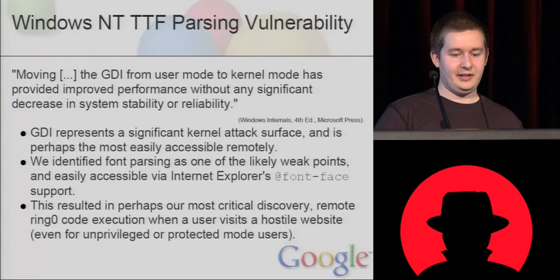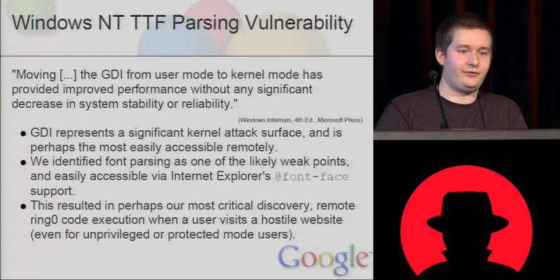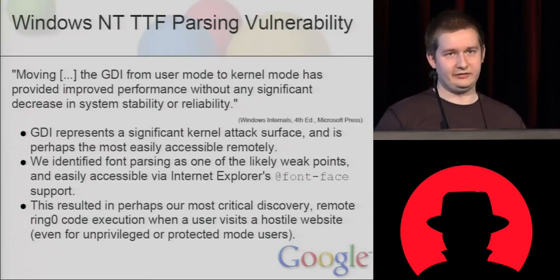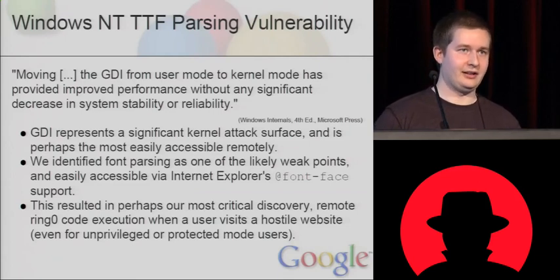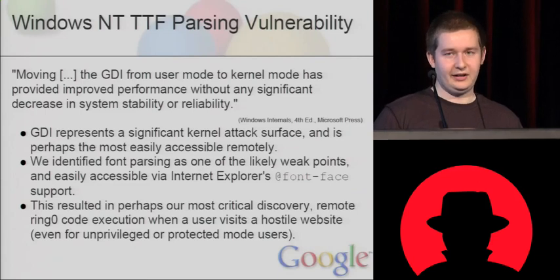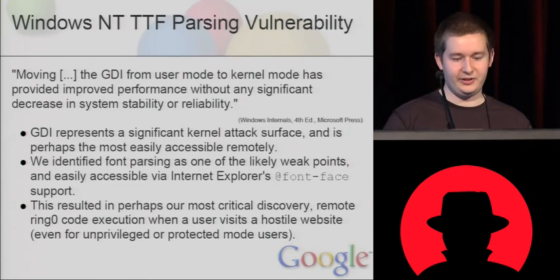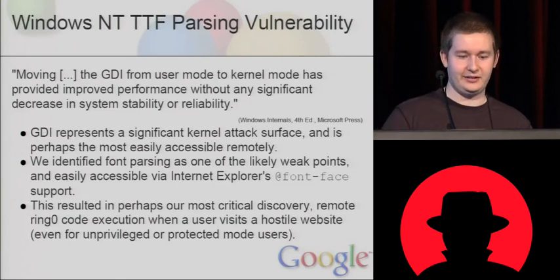So it's obvious to us that font parsing was going to be one of the weak points, simply because it's so easy to access via Internet Explorer's @font-face support for CSS, which allows arbitrary web fonts to be downloaded for your web pages. This was probably our most critical discovery over the year that we were working on this, simply because just by visiting a website you could execute arbitrary ring0 code. This is interesting because it doesn't matter whether you're sandboxed or unprivileged or using protected mode. It makes no difference. We can exploit that and become the most privileged user on the system. It doesn't matter if you don't have administrative access or anything like that. It was easy to escape.